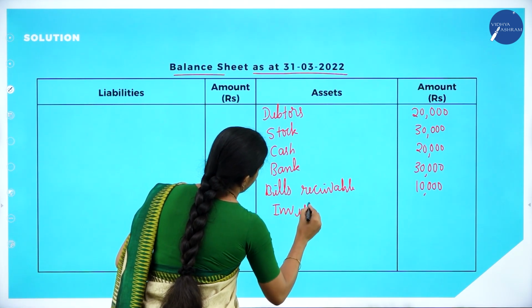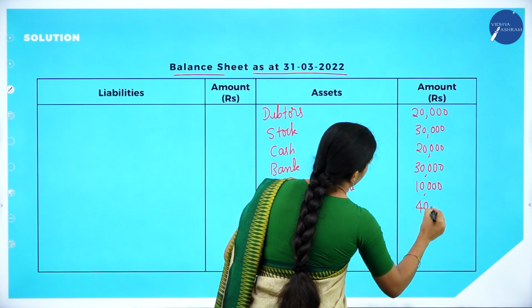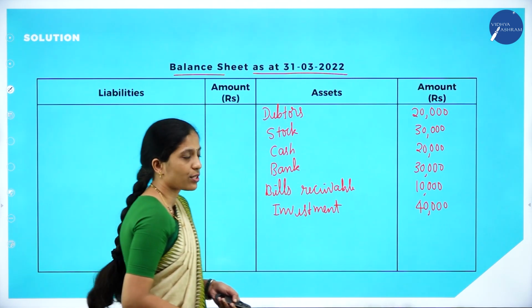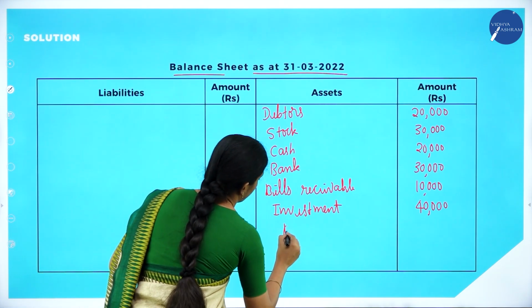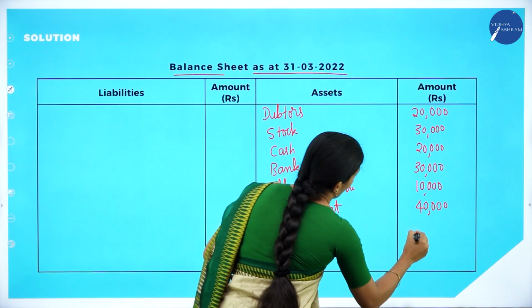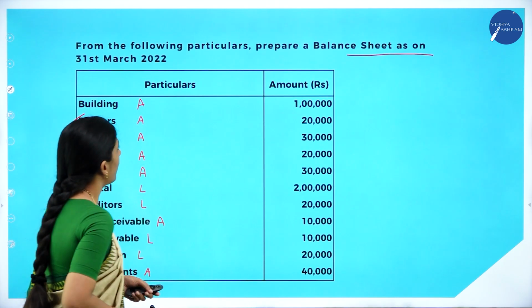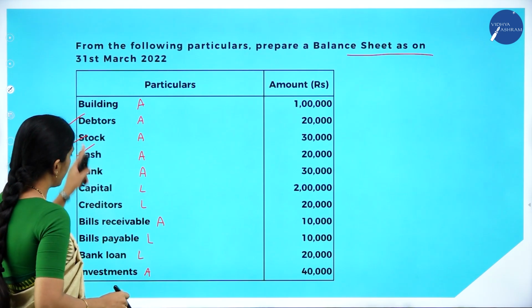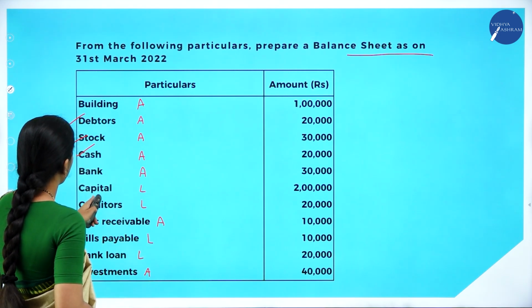This is a non-current asset, investment 40,000. Now building 1 lakh. Next we have debtors done. So all the assets are done. Now coming to liabilities, we shall start with the liabilities.